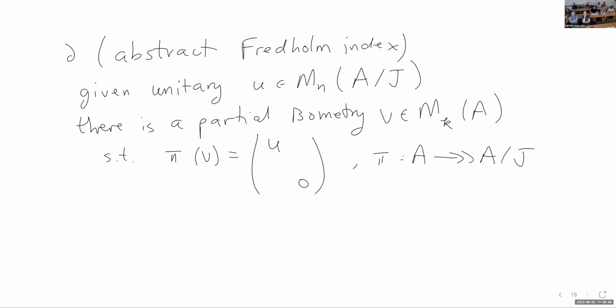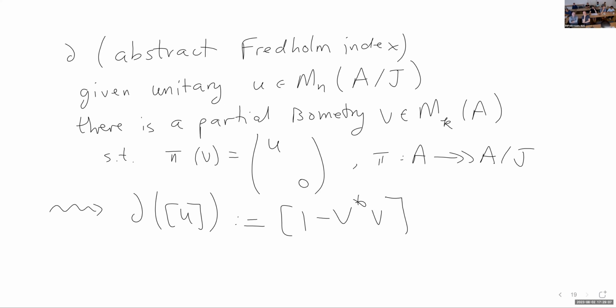But then I define delta of U. Remember I said that K1 classes can be represented by a single unitary, and this is by definition the class of 1 minus B star B, the identity in A tilde, minus 1_k minus C B star. And you need to show that this does make sense, and it does give you an element of K0 of J. So it does live in the suitable kernel.